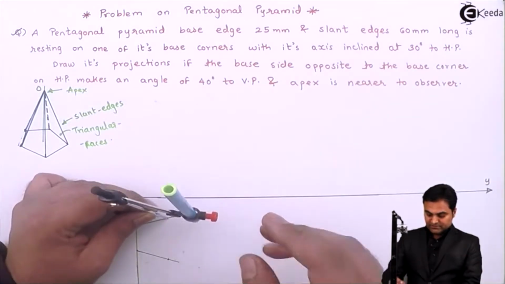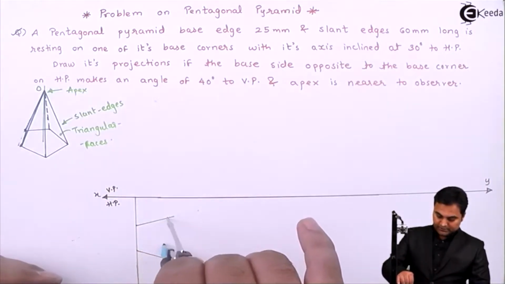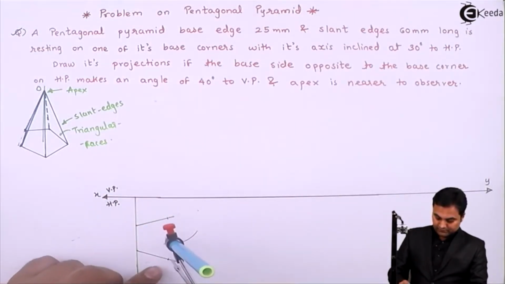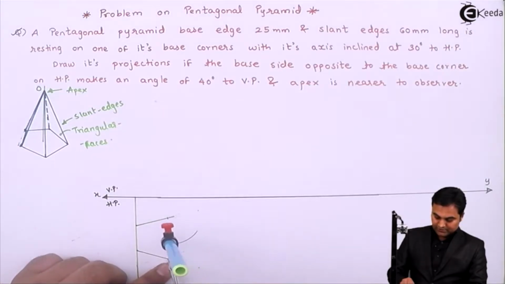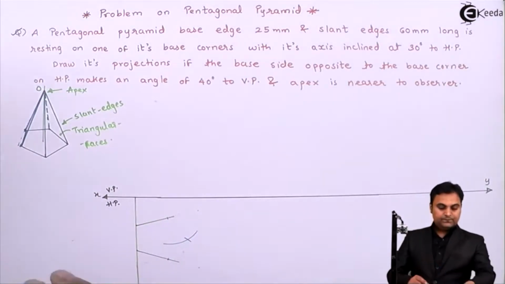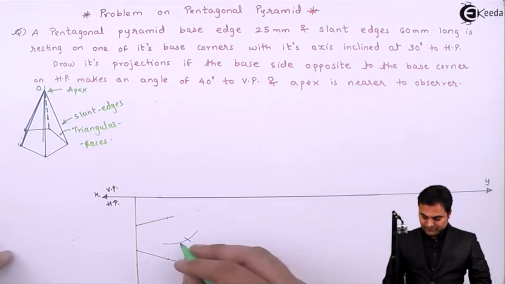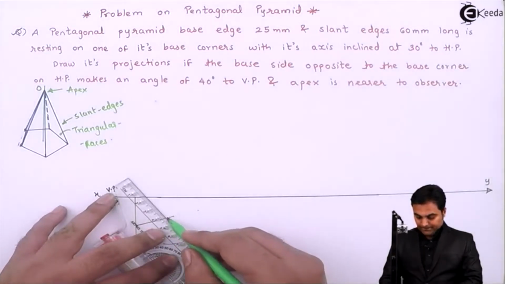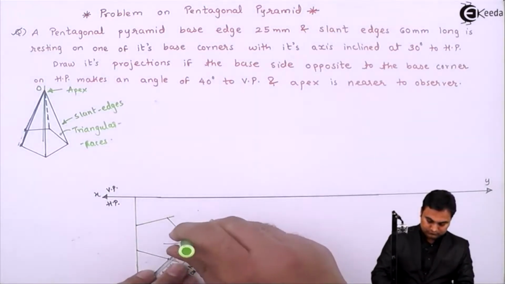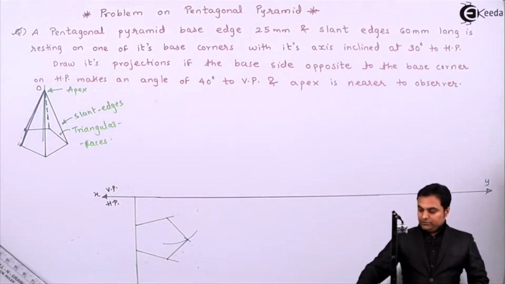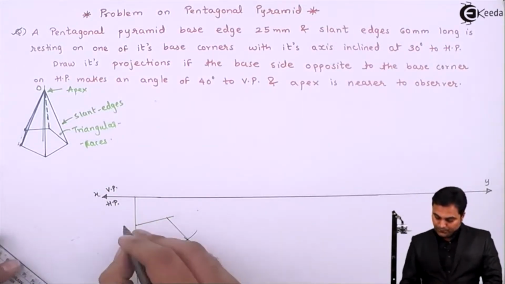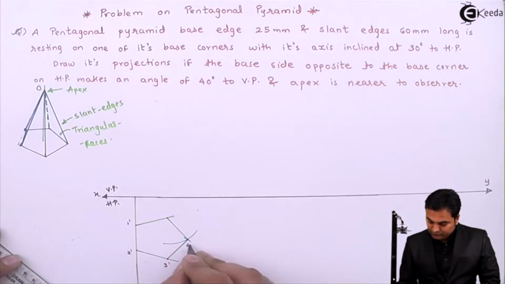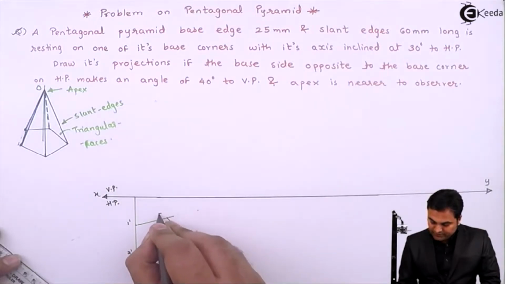Next, keeping the same base edge, drawing an arc here, cutting it from the other point on the opposite side. So here I get this point. Joining it will complete the pentagon. Now I'll give the notations to it: 1 dash, 2 dash, 3 dash, 4 dash and 5 dash.